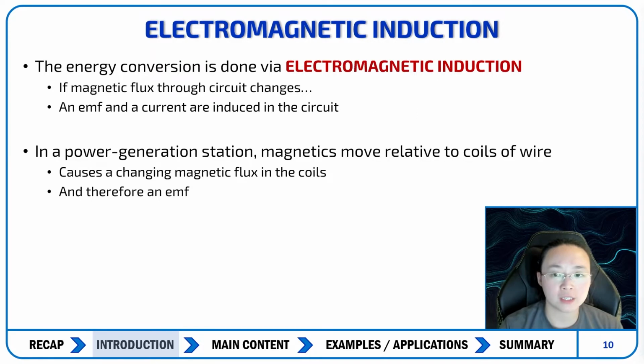So back to electromagnetic induction, energy conversion is usually done through EM induction. If the magnetic flux through the circuit is going to change, an EMF and a current will be induced in the circuit because of that change. In a power generation station, the magnets move relative to the coils of wire, which causes a changing magnetic flux in the coils, and therefore produces an EMF.